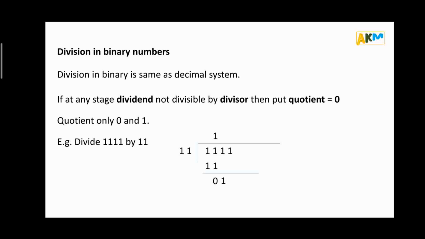Again we take 1. In 1 we cannot divide 1 by 11, so we put quotient 0, since by the rule, if at any stage the dividend is not divisible by the divisor, then put quotient 0. We do the same thing in the decimal system also. Now again we take 1 from the dividend, so it becomes 11. 11 divided by 11 is 1, and we get remainder 0. Likewise we can divide 1111 by 11. This is how we do division in binary numbers.